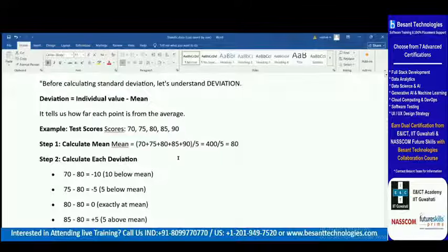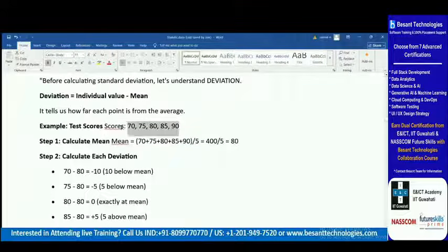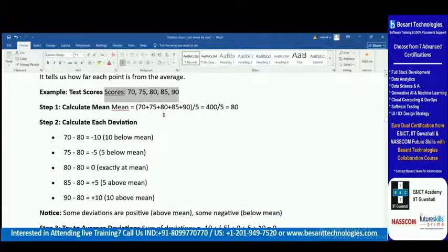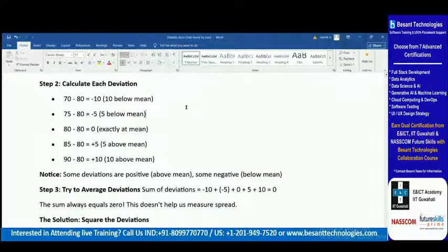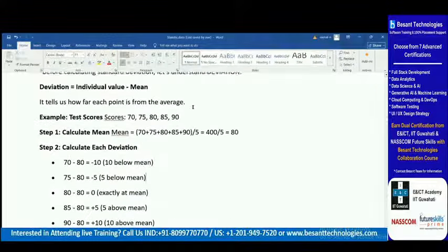So let's understand what the deviation is. Now I'm taking these test scores, which are 70, 75, 80, 85, 90. I'm adding them all together and dividing by the total number of values, which gives my mean. I'm calculating it as 80. Okay. And I have to calculate the deviation now. How is the deviation calculated?